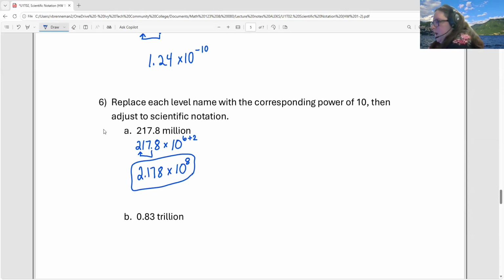So it's 100 million rather than just million, so that would be the 10 to the 8th place value. 0.83 trillion, if I rewrite trillion as times 10 to the 12th, but we're actually not quite there. We're less than 1 trillion, so I move that decimal point 1 place over and subtract 1 from the power of 10 because we're 1 place below the trillion. And it is 8.3 times 10 to the 11th power.